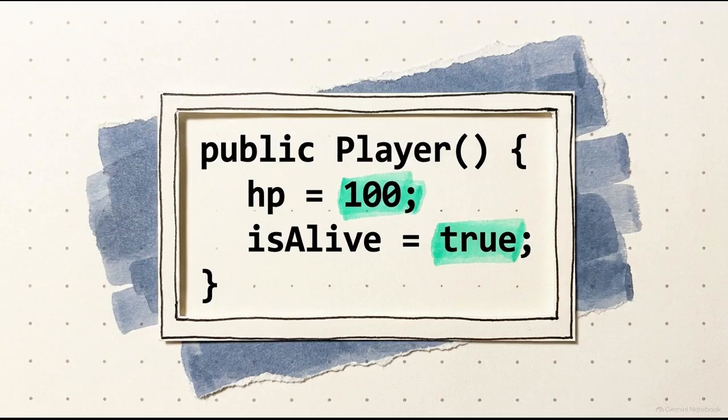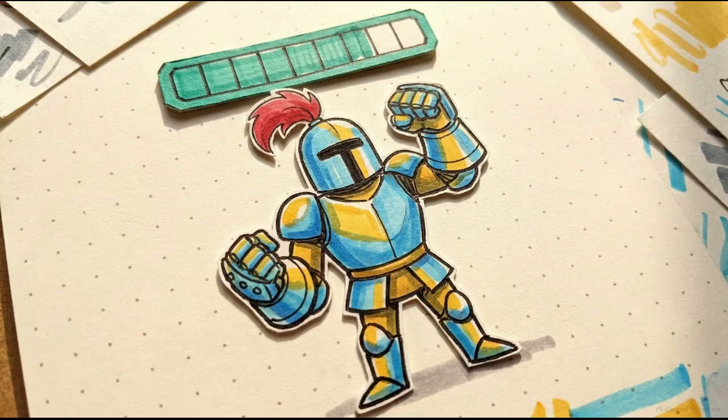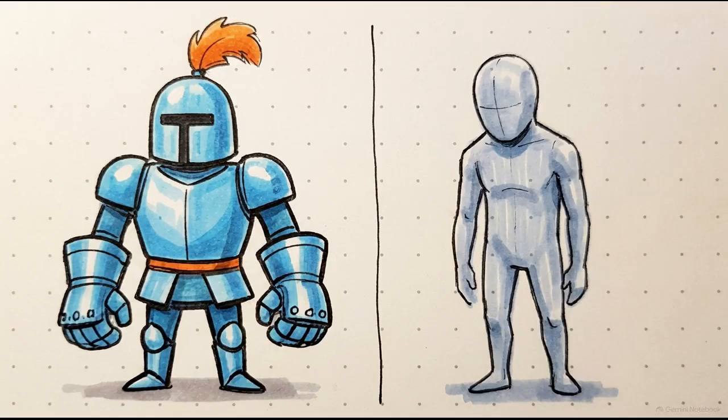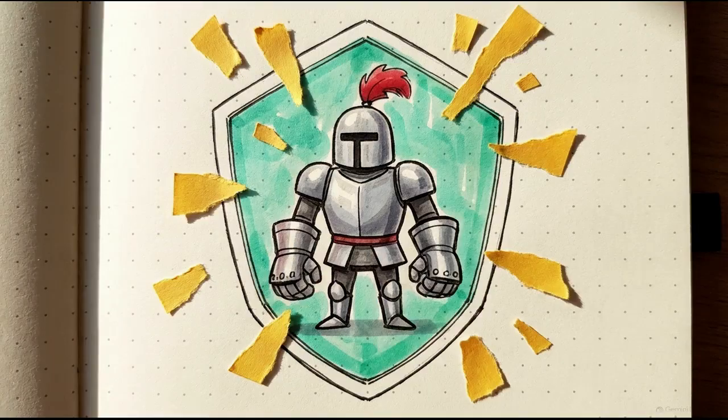Now, instead of starting at 0, every player is born with 100 HP and their is alive status set to true. Now, when the game spawns a character, they arrive fully equipped and ready for combat, rather than appearing in the generic gray sweatpants the system tries to force on them. By defining this baseline yourself, you ensure the object's identity is protected the moment it's instantiated.